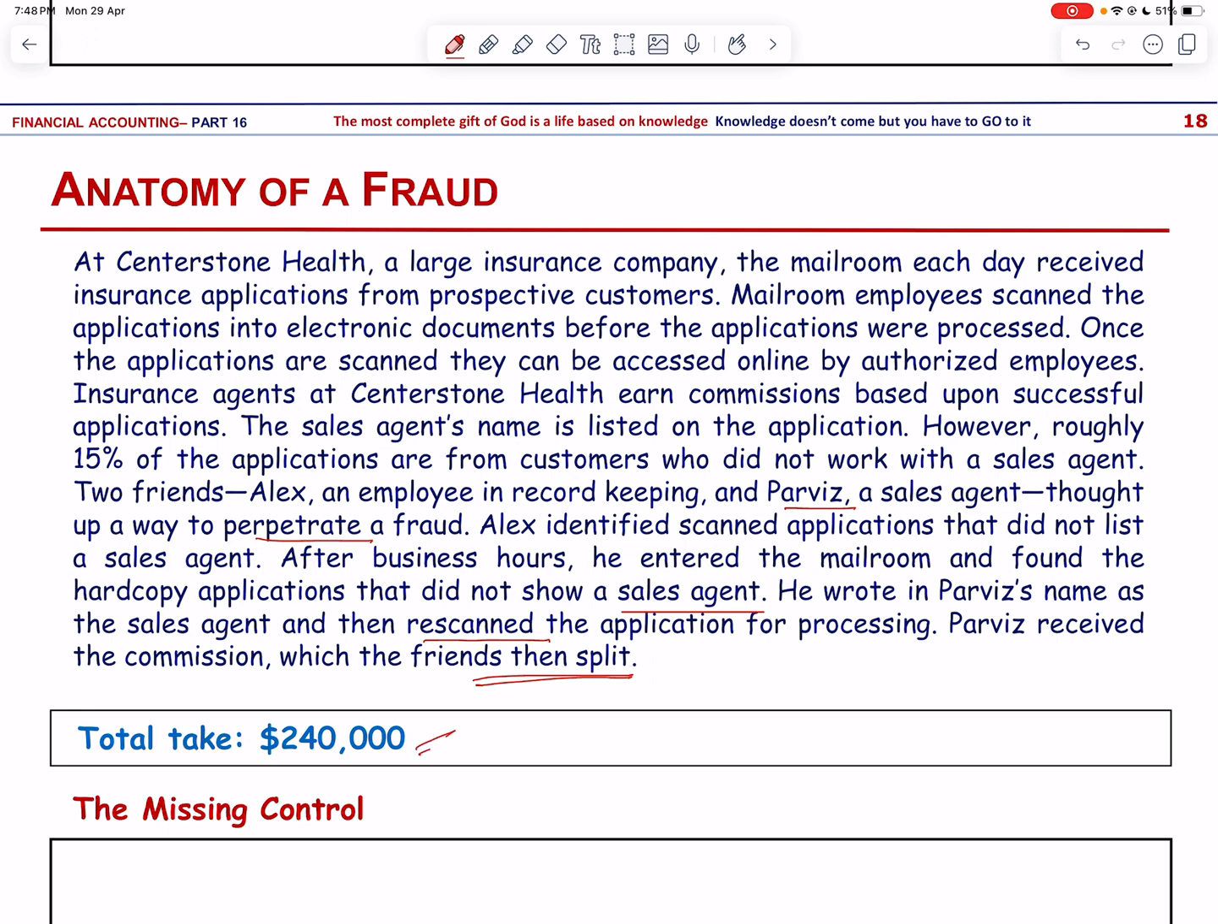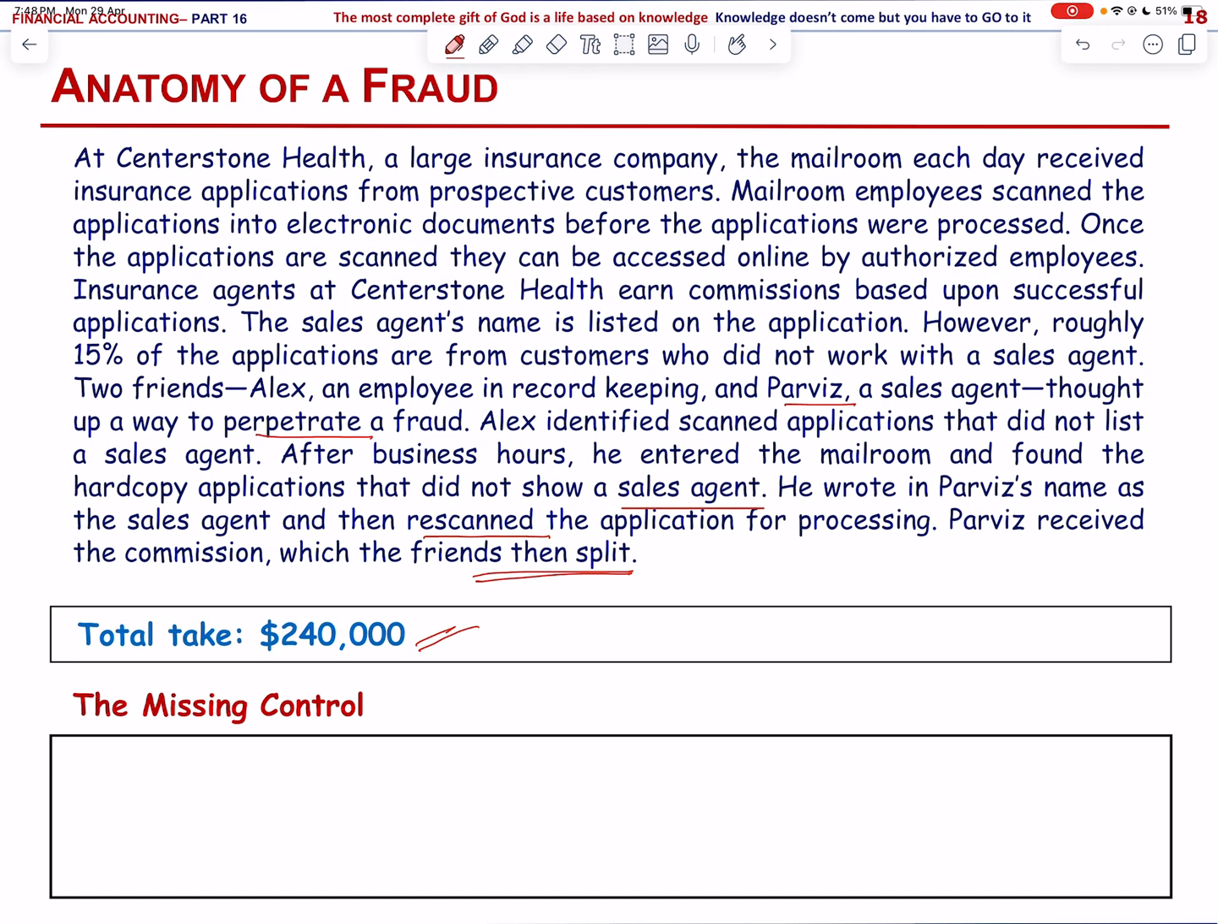The total amount of fraud in this case was 240,000. So the missing control is the physical security. Centerstone Health should have locked the mailroom after hours and controlled access during business hours. Also, they needed better authentication controls for accessing scanned applications. Since employees' passwords were the same as their user IDs and known to all, unauthorized access was possible.